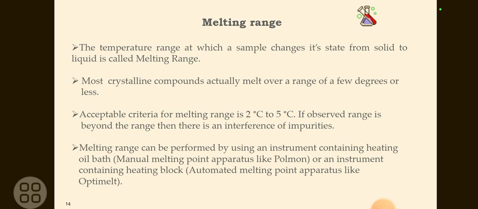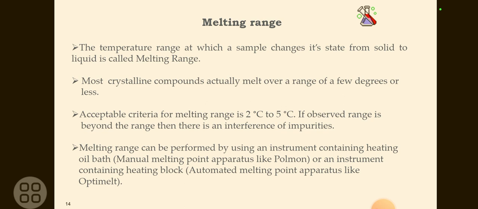Suppose the theoretical melting point of a particular compound is 140 degrees, it can vary by plus or minus 5 degrees, so 135 to 145 is allowable. If the compound has a different range from the theoretical range, it has some impurities. Because of the presence of impurities, the melting point or melting range will differ. Either it will melt early, or it will melt at later temperatures. A pure compound, at 100% purity, will melt at that particular specified temperature only.